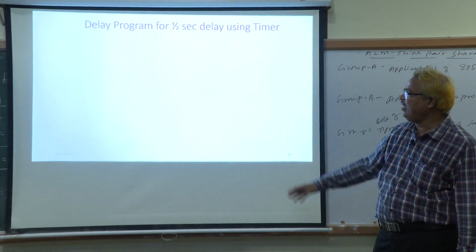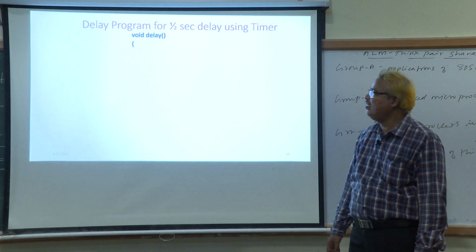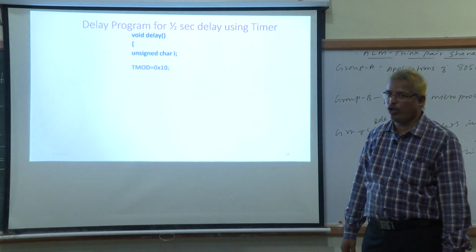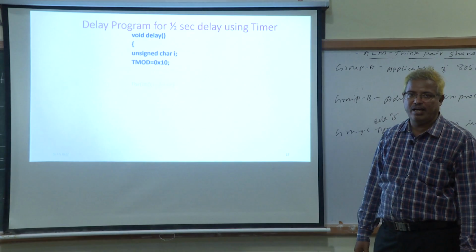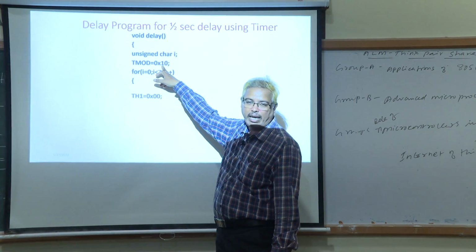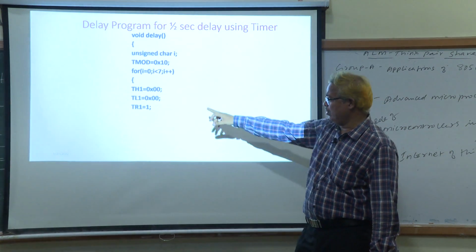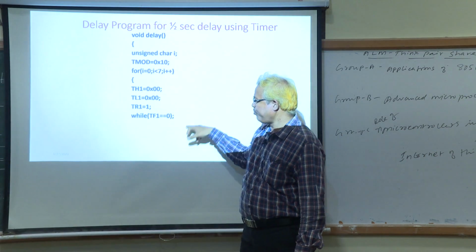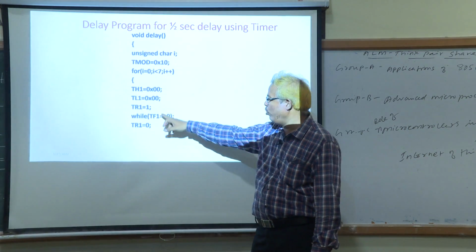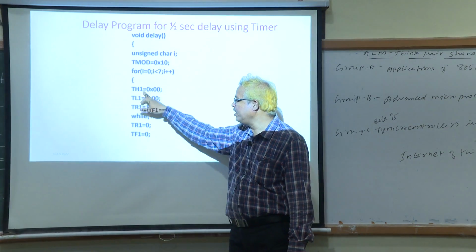How do we create the delay of 500 milliseconds? Void delay. Then we have to load the initial value of the timer. So TMOD is 0x10, timer 1 is used, timer 1 in mode 1. Then this loop will execute 7 times. The initial value we have to load is 00 and 00 in the TH1 register and TL1 register.